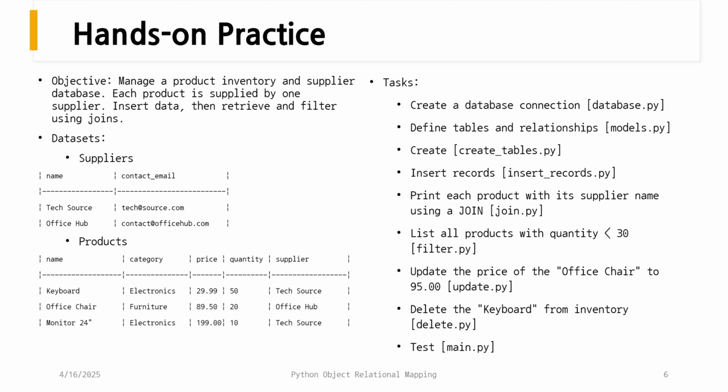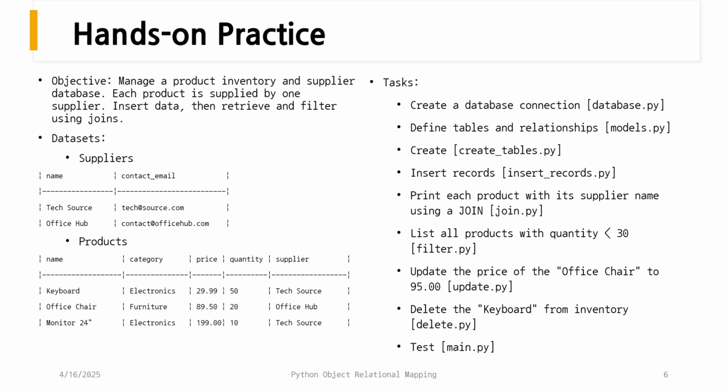You'll notice details like the product name, category, price, quantity, and who supplies it. What's really helpful is that each step of the task is organized into its own separate Python file. For example, we have database.py for setting up the connection, models.py for defining our tables and relationships, and so on. This structure keeps things clean and modular. It means if something breaks or needs updating later, we only need to change one file, not the whole script.